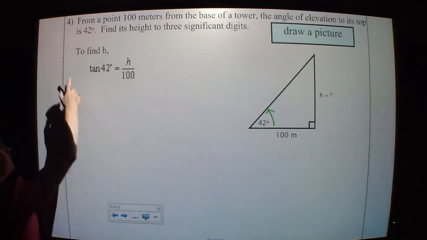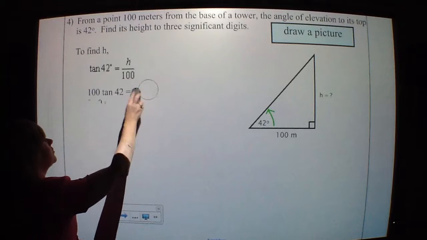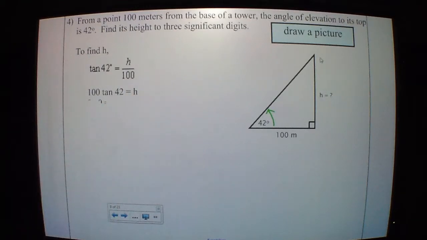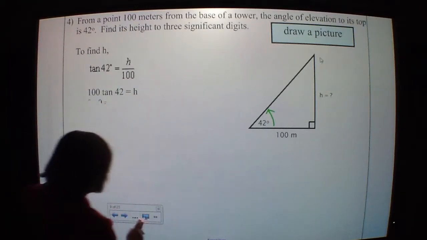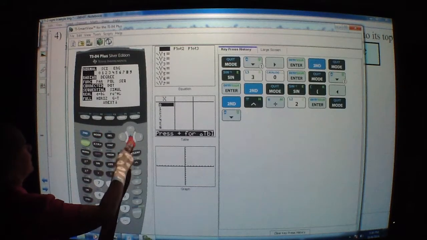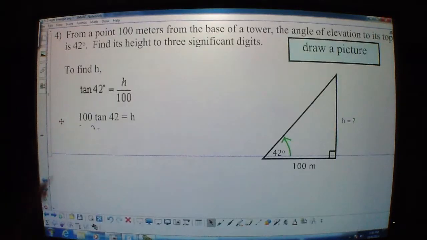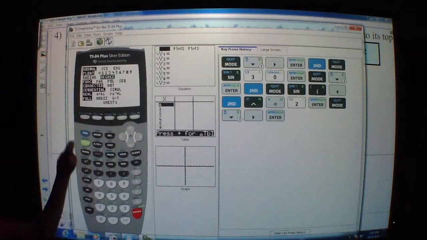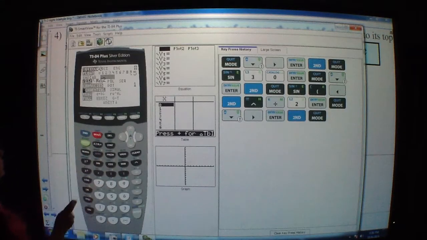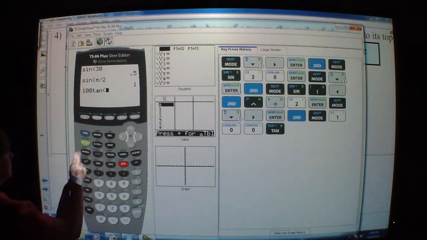If I were going to solve this, I'd multiply each side by 100, and I'd get 100 tangent of 42 is equal to H. Pick up your calculator and make sure your calculator is in degree mode. So make sure, mode, I'm in degrees. Now I'm in degree mode, and then just put 100 tangent of 42 into your calculator. So I am going to do 100 tangent of 42.